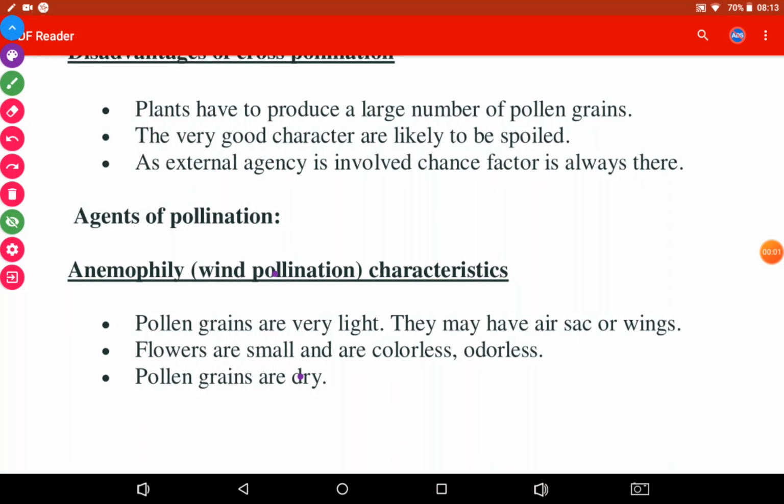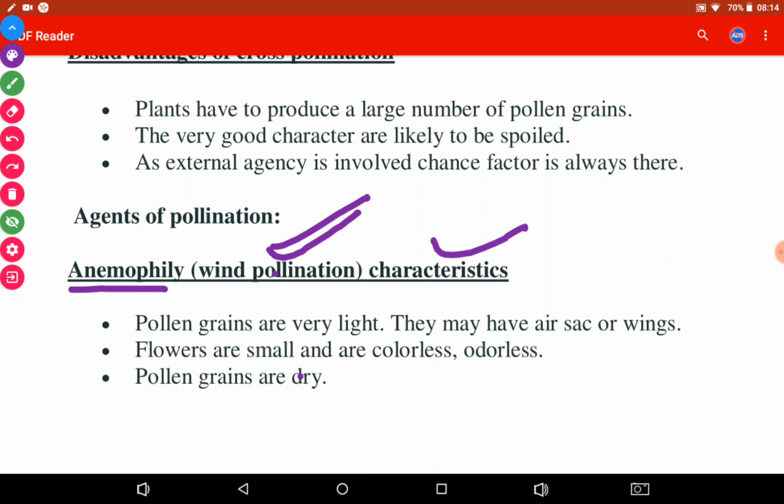Good morning, friends. Now we are taking agents of pollination. First of all, we will take wind pollination. It is also called anemophily. Whenever the pollination takes place by wind, the process is called anemophily.